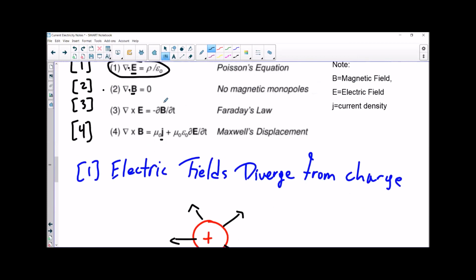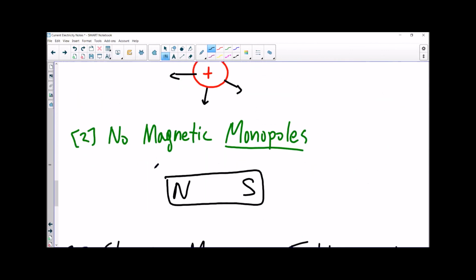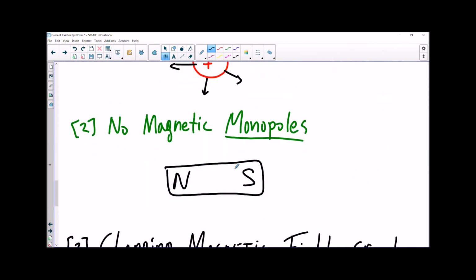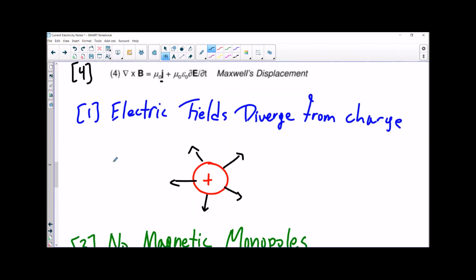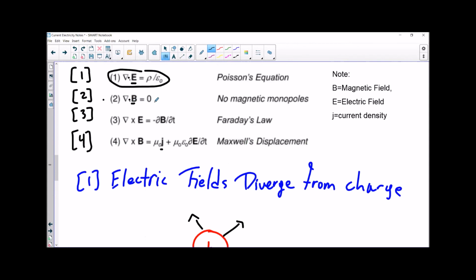The second equation says that no magnetic monopoles can exist. Or in other words, for every North Pole, there must be a South Pole. So getting at what I said earlier, it is a law of nature that for every North Pole, there must be a South Pole that goes with it, according to this second equation.